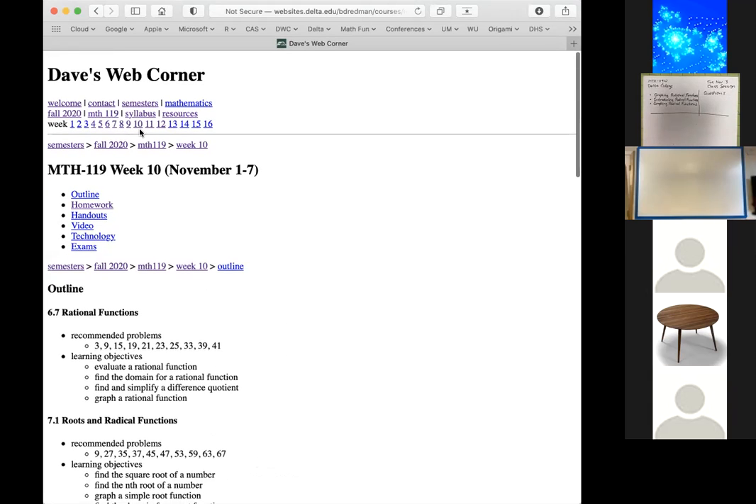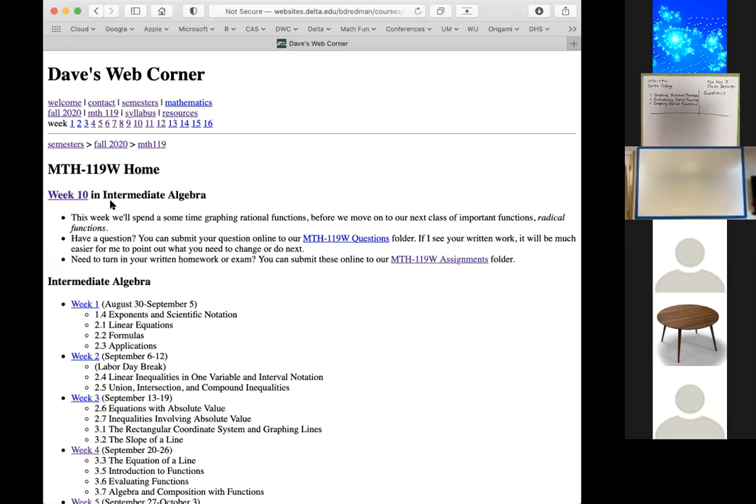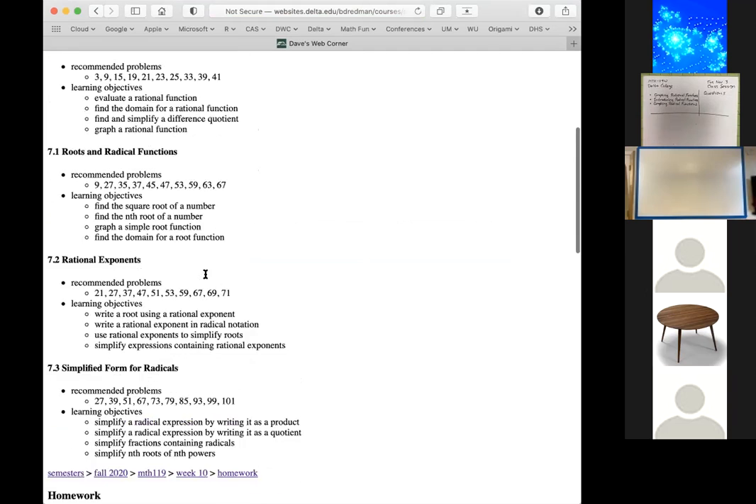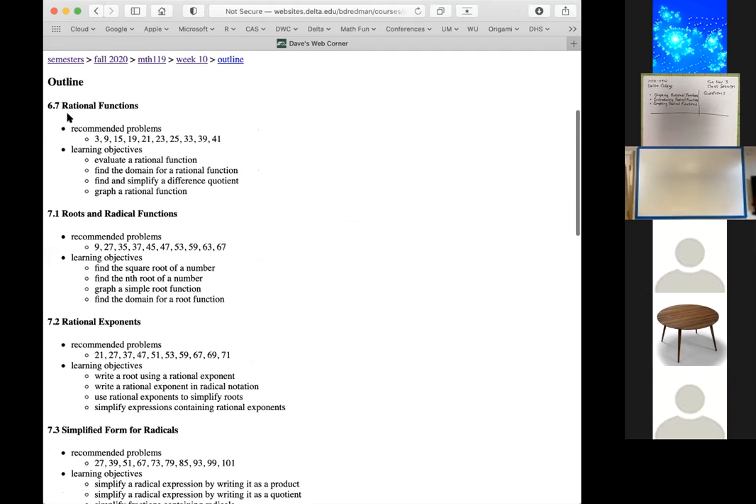Let's make sure we're in the right class. Math 119, week 10. Excellent. So this is what I was saying. We're going to finish up chapter 6 by graphing some rational functions. And they're actually kind of fun to graph, not too fancy. We're not going to do fancy ones. You can always make things fancier.